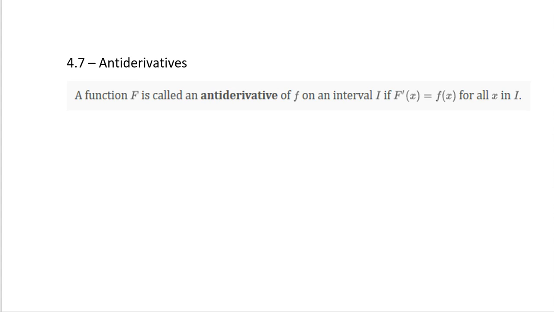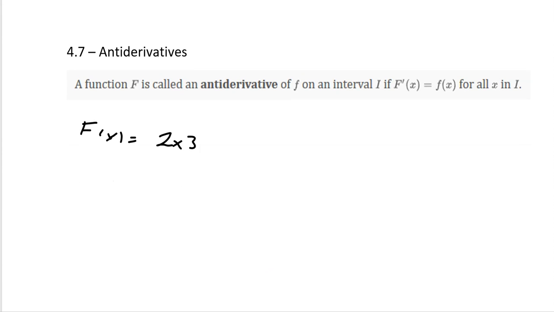So here's our definition. A function capital F is called an antiderivative of lowercase f on an interval I if F prime of x equals f of x for all x in I. As with any definition, sometimes they're kind of hard to parse through, but as an example, if we look at F of x and it is, let's just say, 2x cubed, and if little f is 6x squared, then the capital F is the antiderivative.